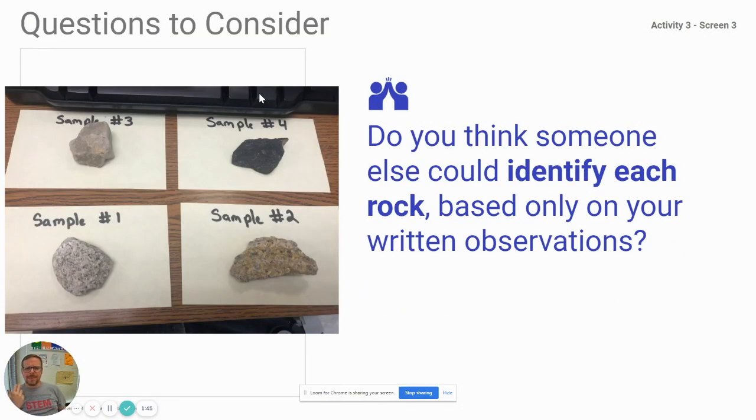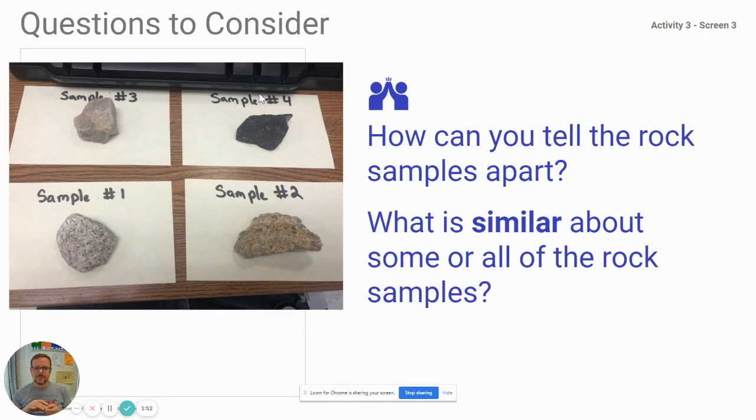So we want to basically make sure that others could identify the rocks we're talking about based off of our observations. Some questions to consider are, how can we tell the rock samples apart? What is similar about the rock samples to other samples?